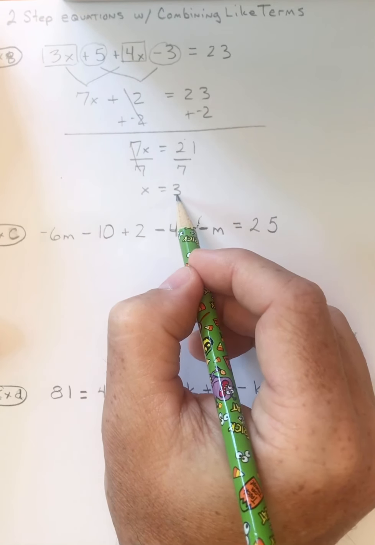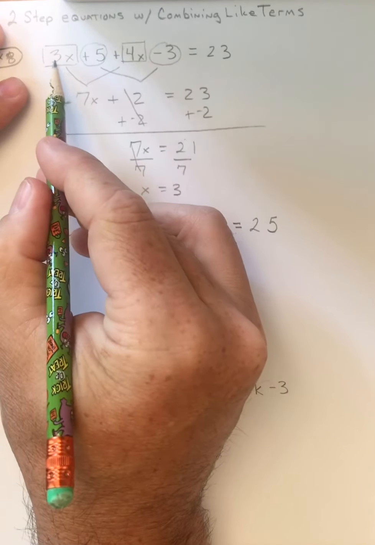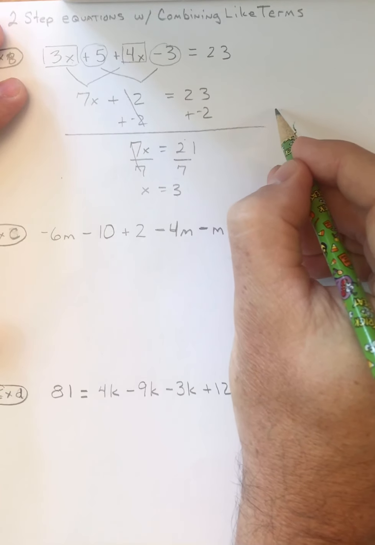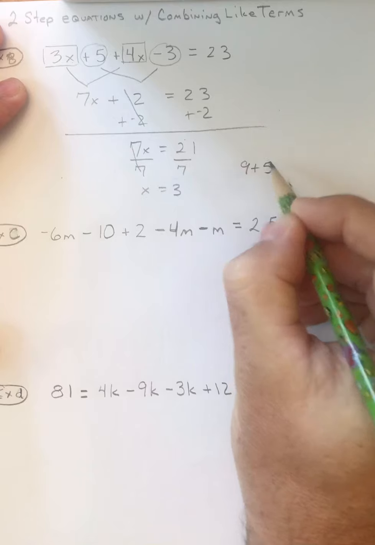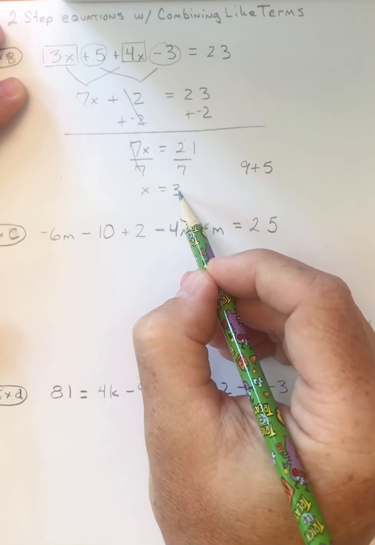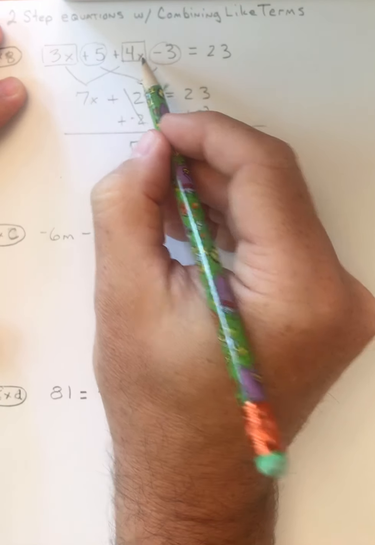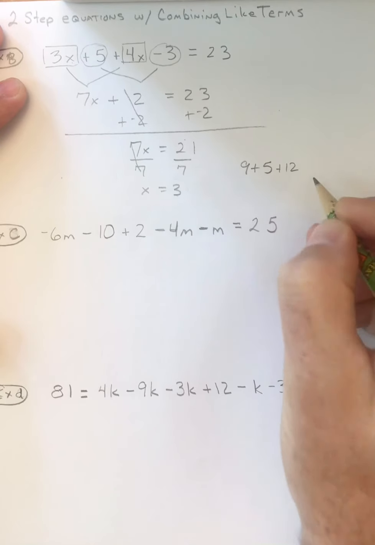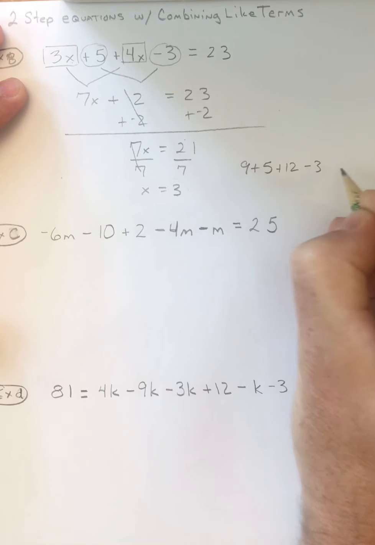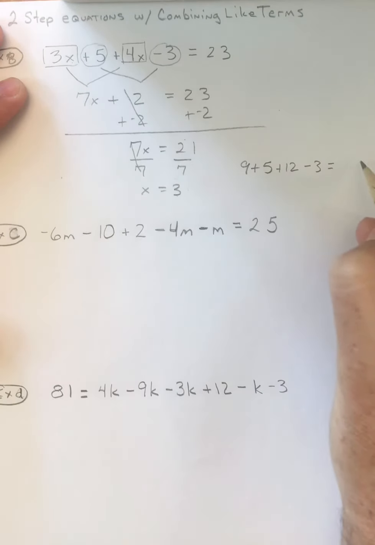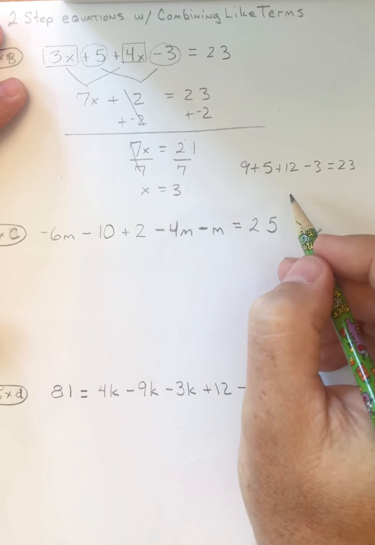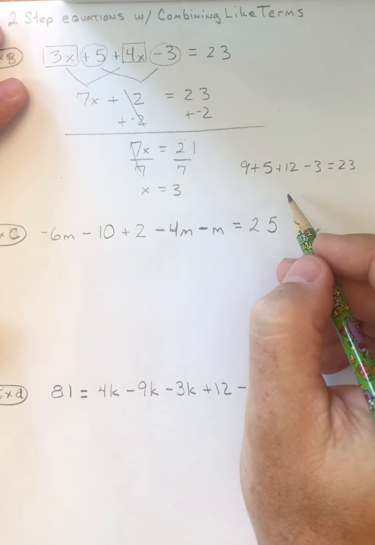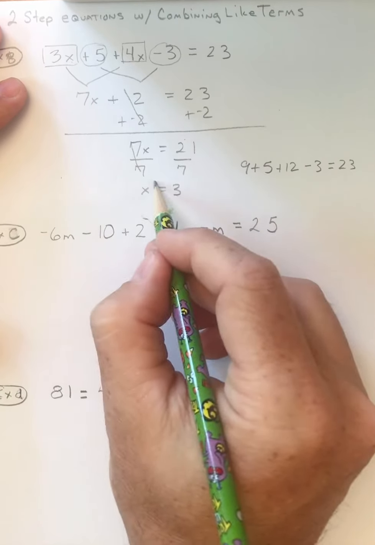If I put 3 up here, this is 3 times 3, that's 9. See, I don't want to run over here. Plus the constant, that's the 5. And if I put 3 in there, 4 times 3 is 12. And then I'm going to subtract 3. And all that has to equal 23. If this is not a true statement, then I haven't solved the problem correctly.